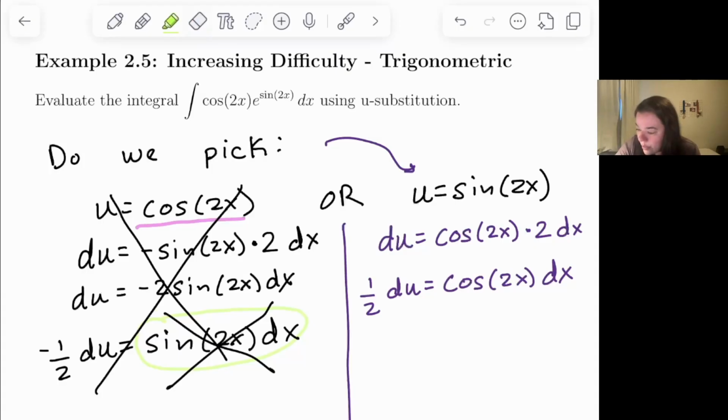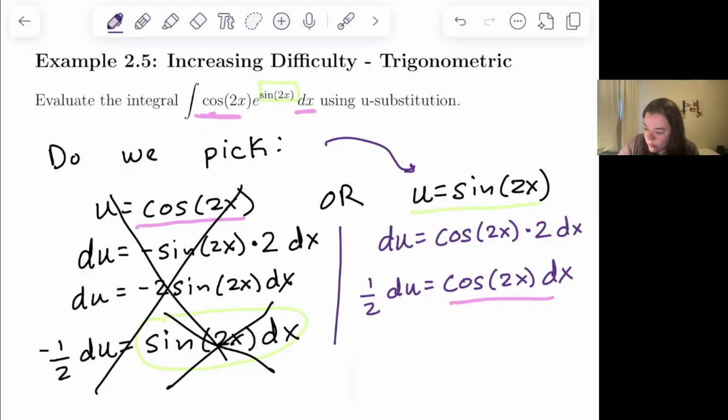Go back to the original. U is going to equal sine of 2x up here in the exponent. Down on the ground, we've got cosine 2x dx. That's going to get replaced with 1/2 du. Let's do that replacement step down below.